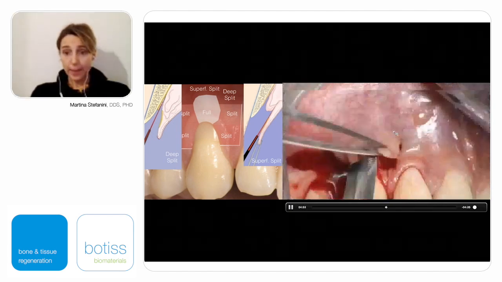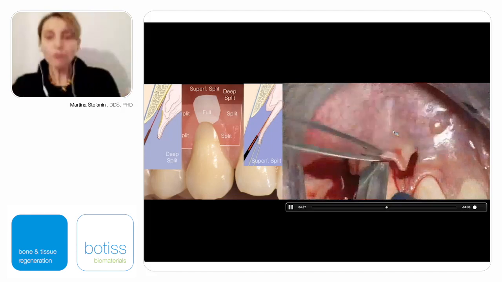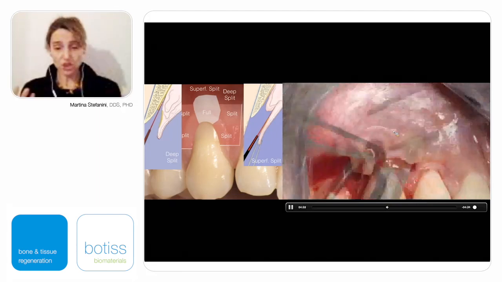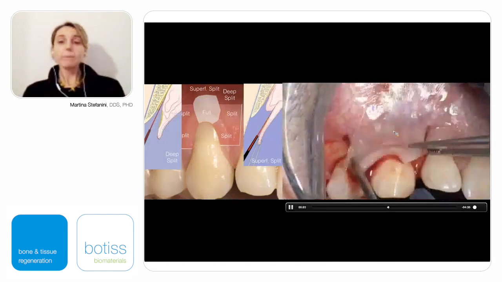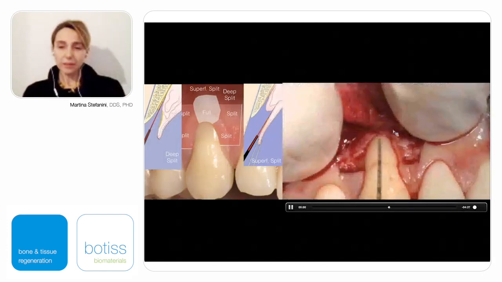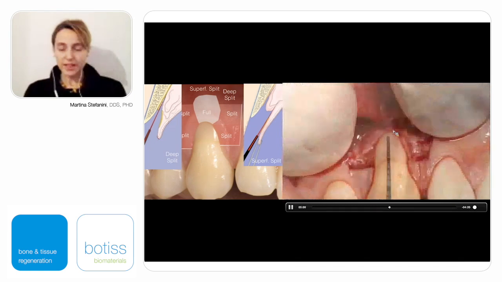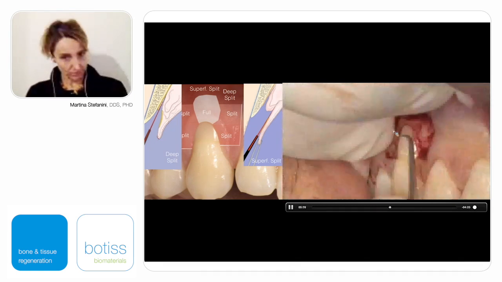And now the flap is made only of what? Only of alveolar mucosa, which is rich in elastic fiber and can be pulled in advance, can be coronally advanced as you like, without any tension.